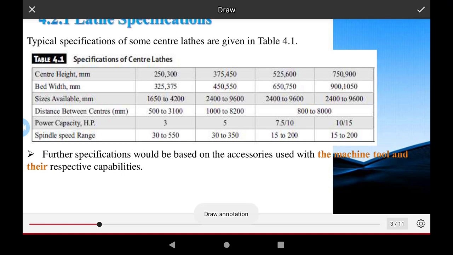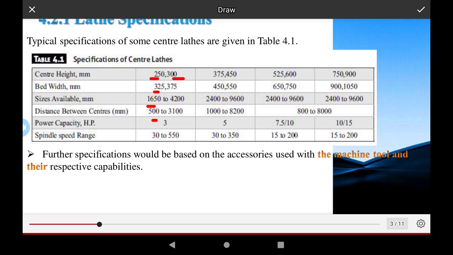The center height of the lathe machine is considered as 250, the bed width 325, and the size of machines available is 1650 mm, and the distance between centers is 500, and the power capacity is 3 horsepower, and the spindle speed range is 330 rpm to 2000 rpm.